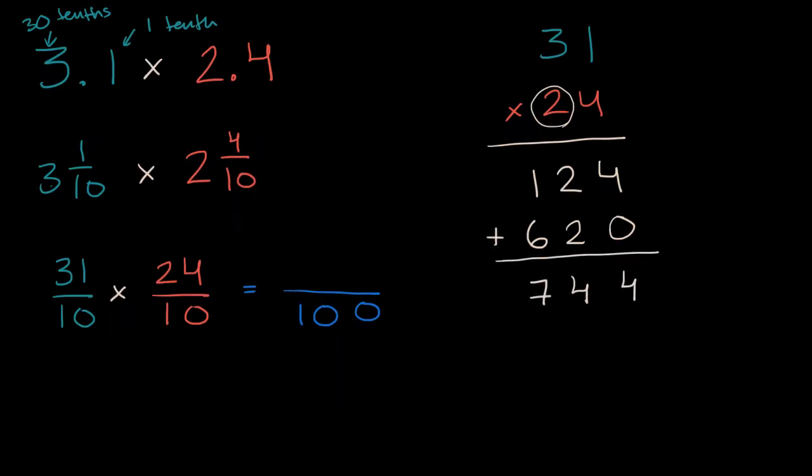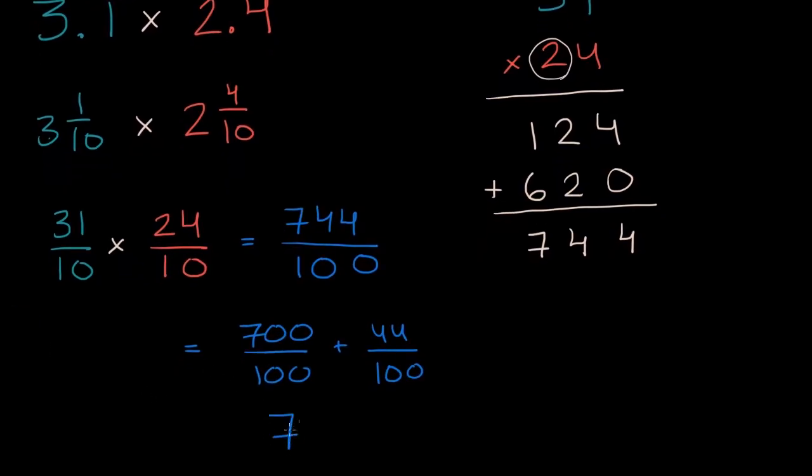So when you multiply these two things together, in the numerator, you get 744 hundredths, which can also be expressed as 700 hundredths plus 44 hundredths. And 700 hundredths is just going to be equal to 7. So this is 7 plus 44 hundredths, which we could write as 0.44. That's our 7 and 44 hundredths. And we would be done.